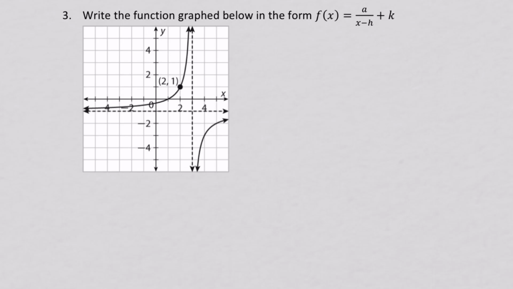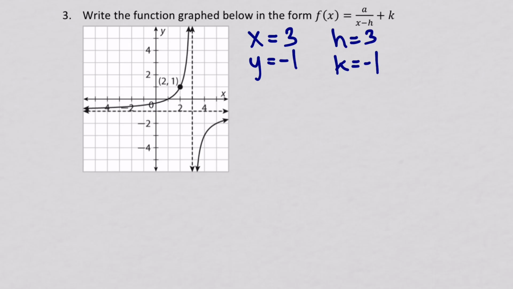Okay, so starting with my vertical asymptote, it looks like it passes through positive 3. So that is x equals 3. And then the horizontal asymptote looks like it passes through negative 1. So that will be y equals negative 1. That's basically your h and your k value right there, right? That's h equals 3, and k is negative 1.